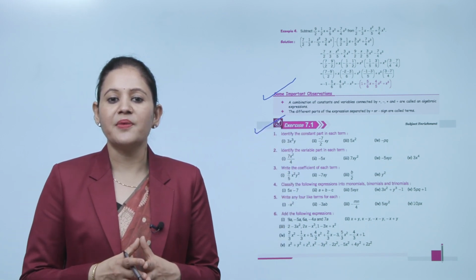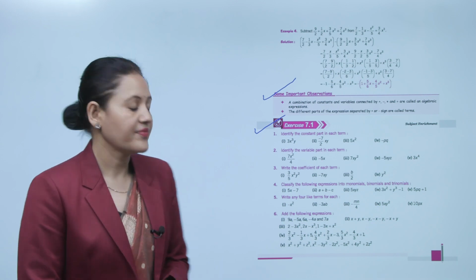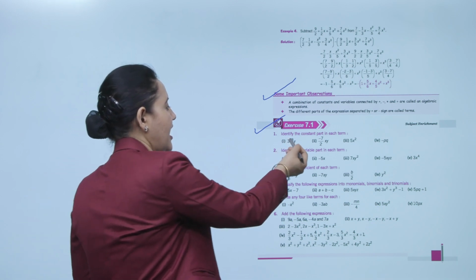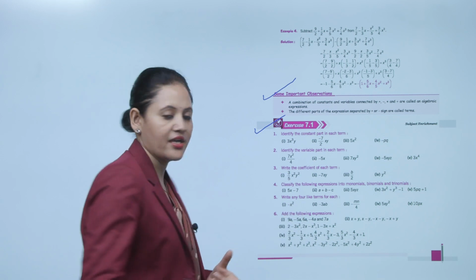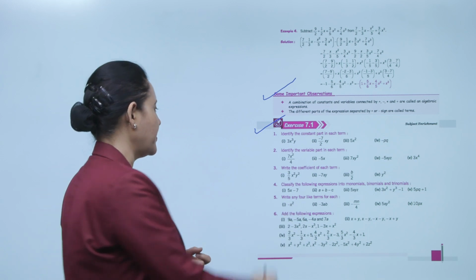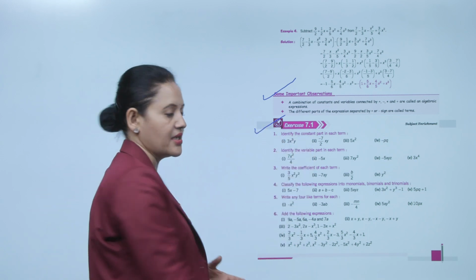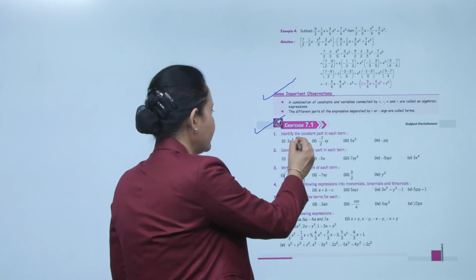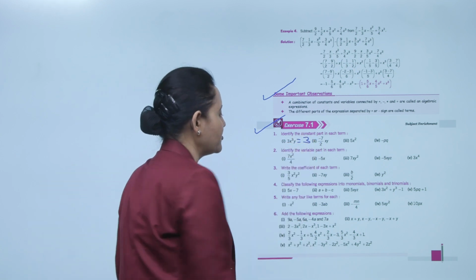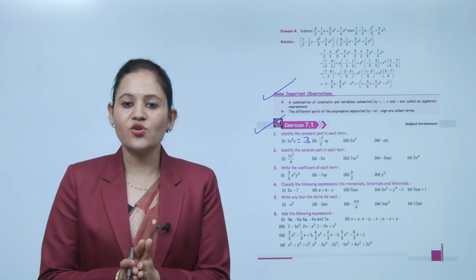Identify the constant part in each term. 3x cube y. So 3 is the constant part and x cube y is the variable. Clear? So the constant part will be 3. Practice all the questions of this exercise.